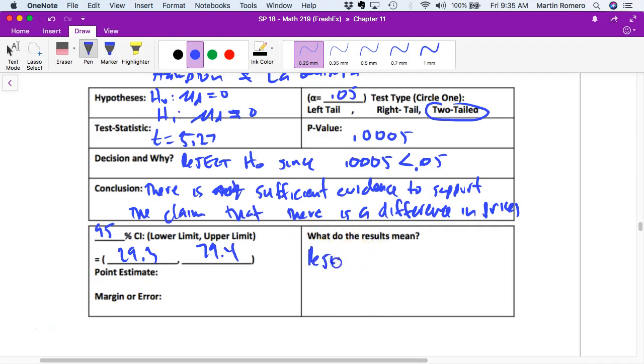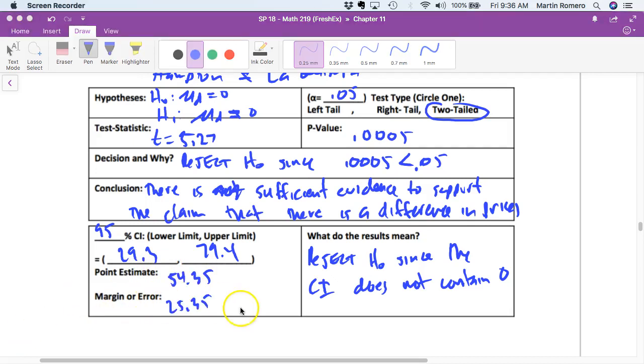We're going to reject H sub 0 since the confidence interval does not contain 0. So this is just an alternative way of writing a hypothesis test. We can use confidence intervals, and in this case, your point estimate would be the average of those two, and the margin of error is that difference. So what we discover here is that the point estimate is going to be right in between, 54.35, and the margin of error is 25.35.